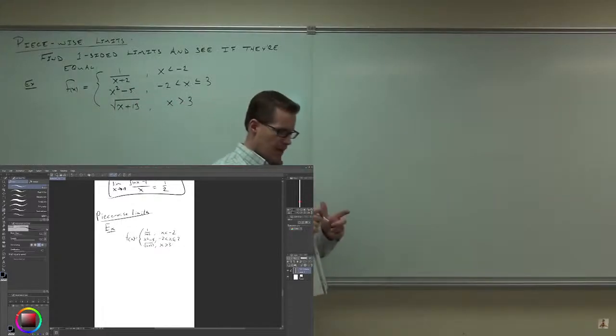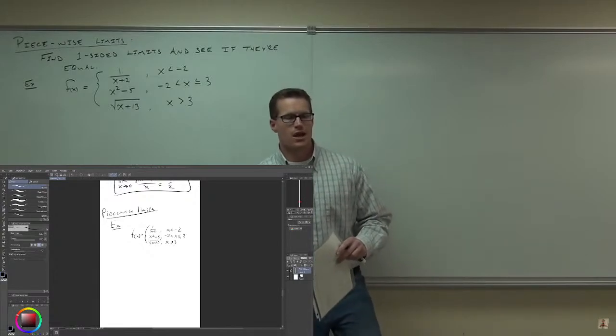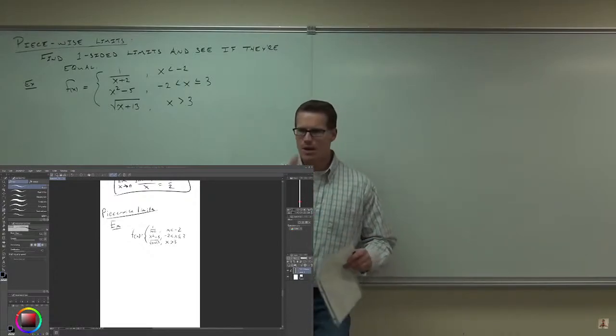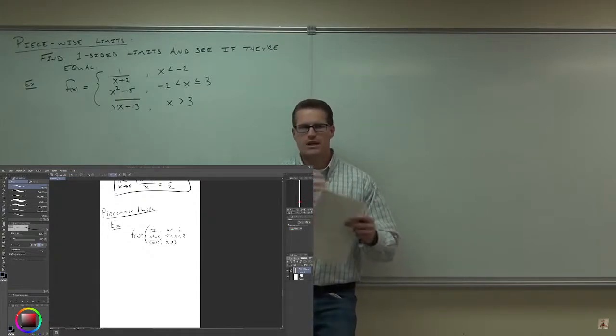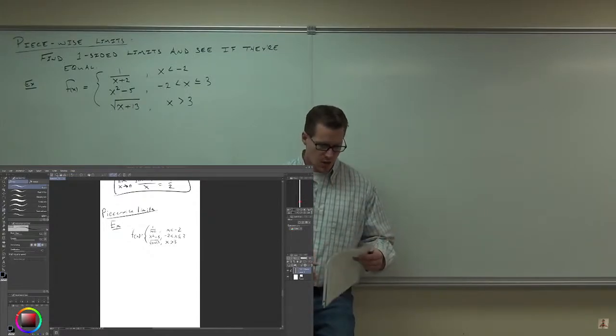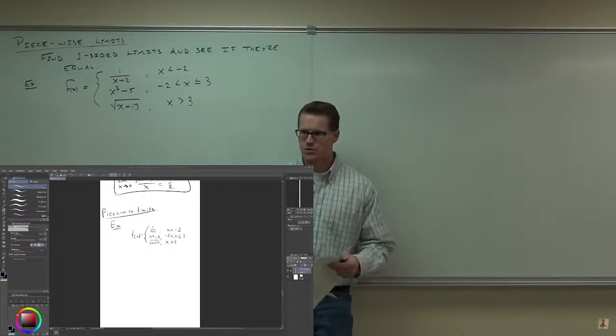Now, because we have a piecewise limit, we basically have, in this case, 3 different functions. That means we can't just look at this thing, hammer at it, one function, and find out what is the limit of any particular place. What I'm going to ask you for is, can we find the limit at negative 2 and 3? As x approaches negative 2 and 3.